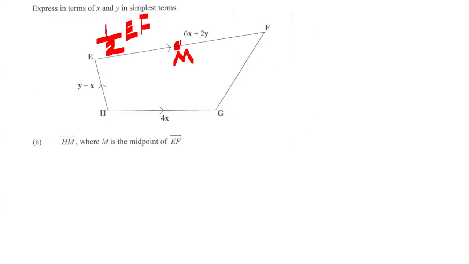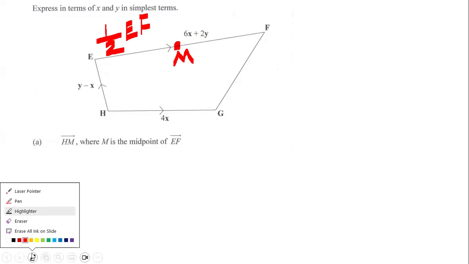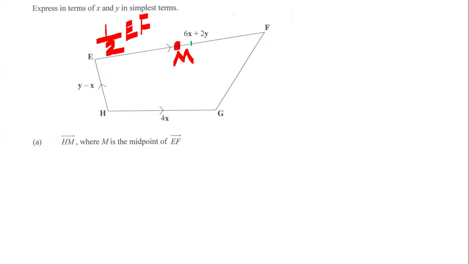What does that tell you about MF? Since M is the midpoint, MF must also be half of the entire line, half of EF. Let's keep that in mind. Since M is the point in the middle, EM is going to be half of the entire line, and MF is going to be half of EF.